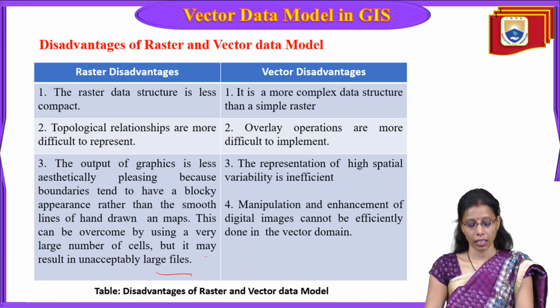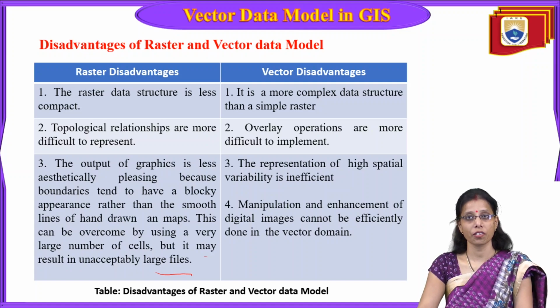Topological relationships are more difficult in the raster data structure because it is directly captured by the computer system and is more complex. Vector disadvantage: it is a more complex data structure than the simple raster.